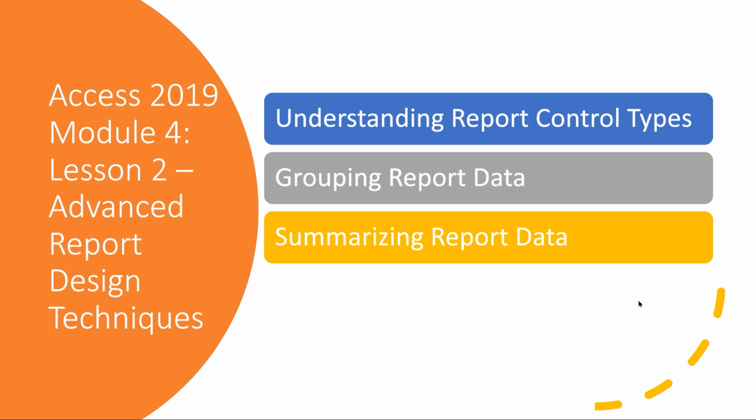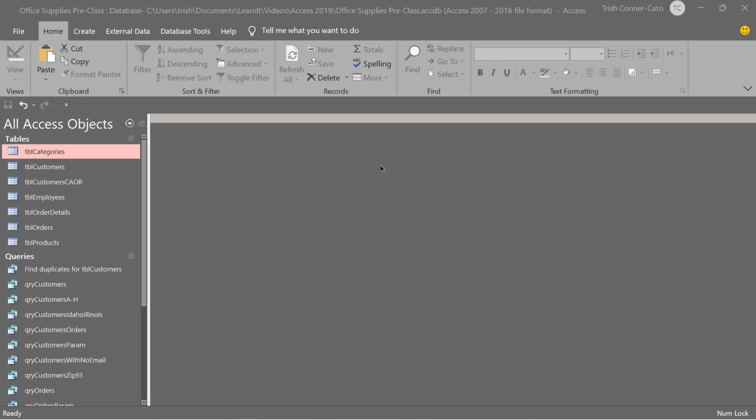Our last lesson in this module, we'll go over some advanced report design techniques. You've already become familiar with some of the report control types. We'll review some more, as well as learning how to group and summarize report data. We're going to use the report wizard to create a report where we'll enable some grouping.